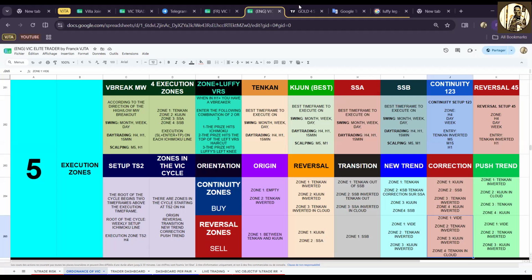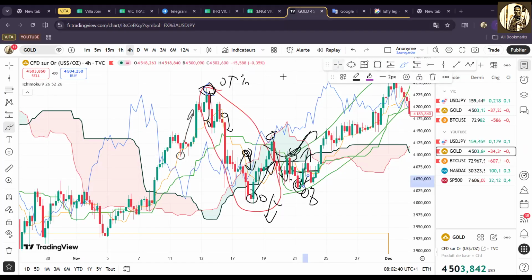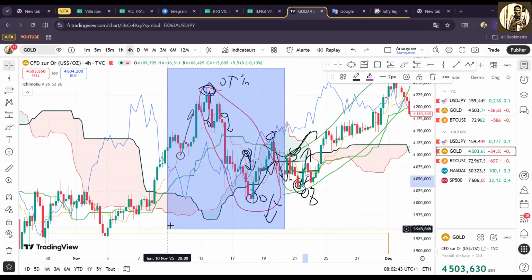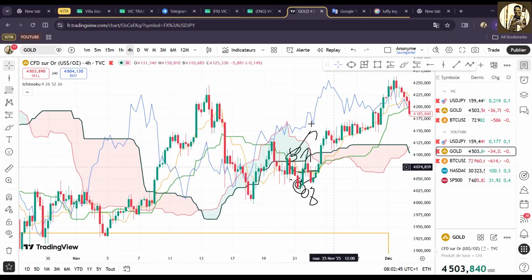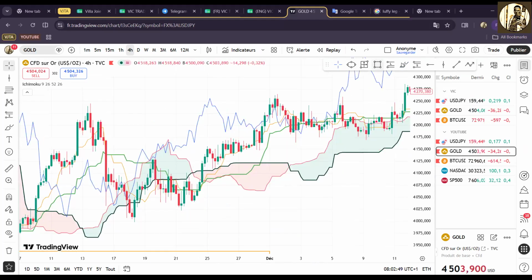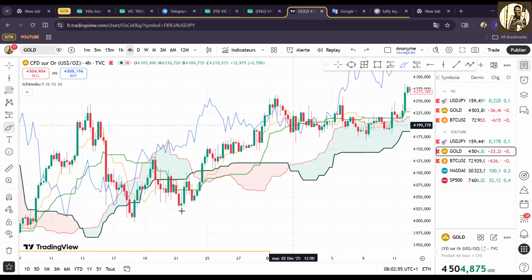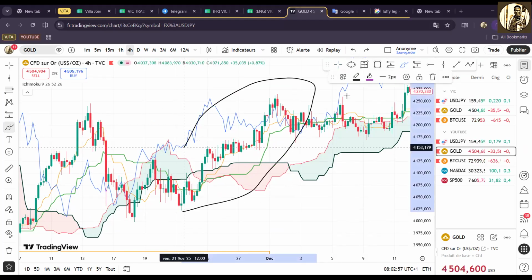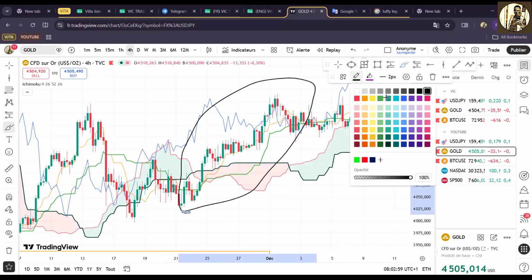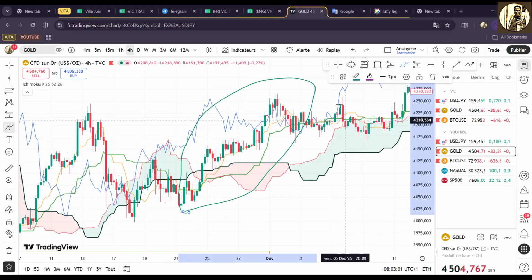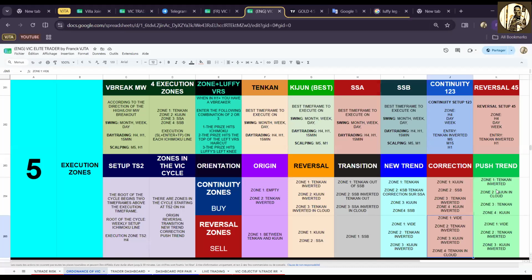Then now let us look at the push trend. This is the push trend. So for the push trend, the continuity zone to the upside.